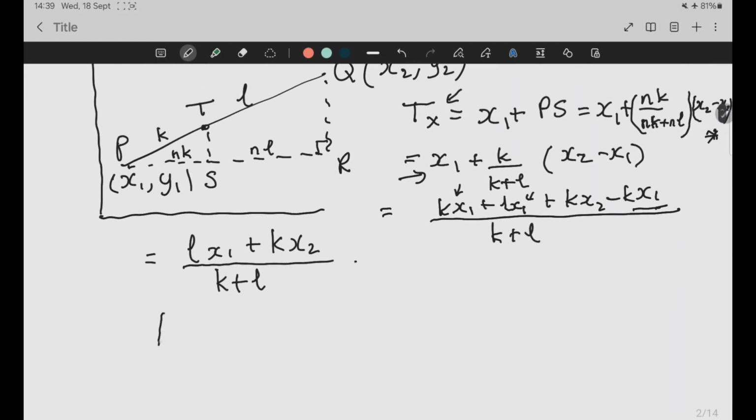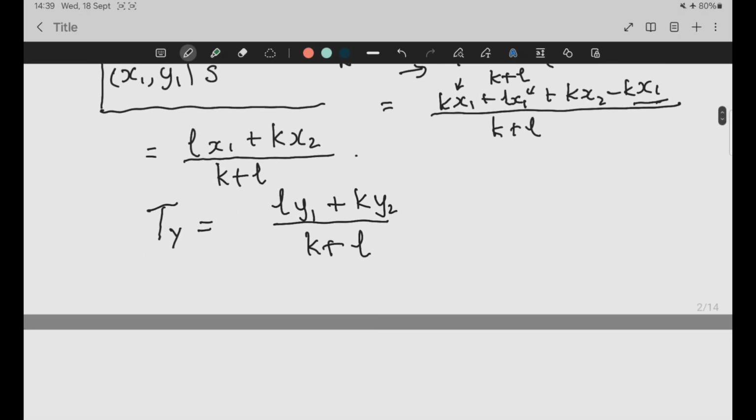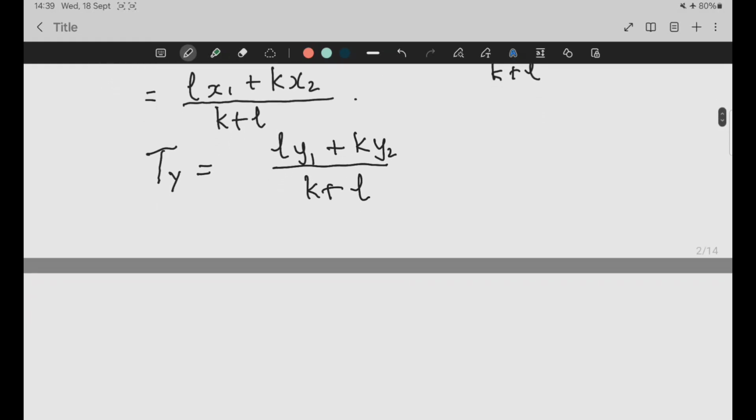And the y-coordinate goes through the same sort of way, and that will be ly1 plus ky2 over k plus l. So that's how the easy way gives you a nice easy formula for dividing a line segment in a given ratio.